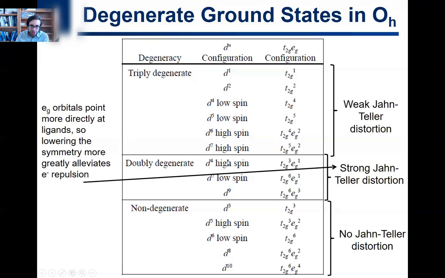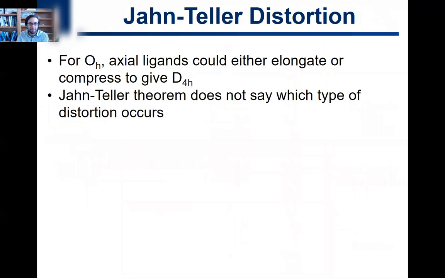The t2g orbitals, right, aren't as strongly interacting with the ligands. And so, yes, there is going to be a preference to go to a lower symmetry, but it's not going to be as strong. So that's why it's going to be a weaker effect, okay?